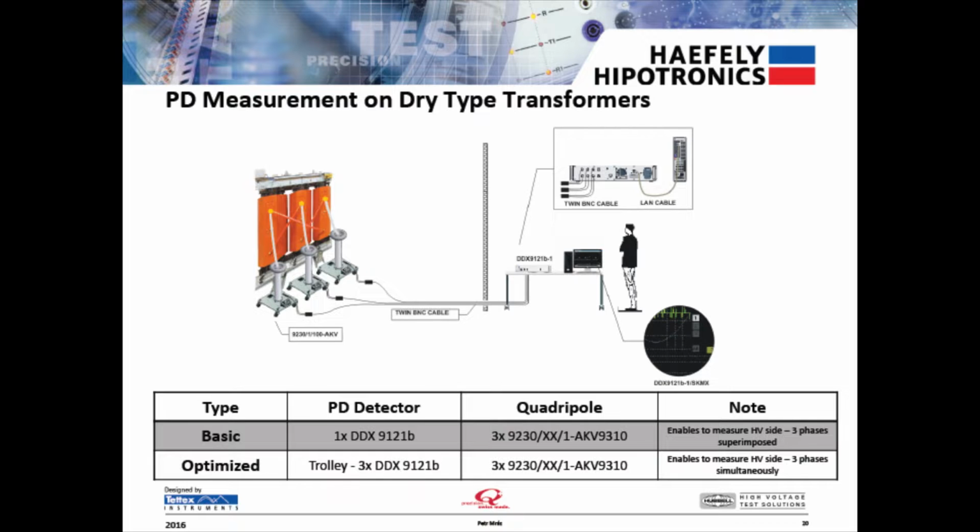So that was for power transformers. For dry type transformers, you're required to observe all three phases simultaneously. You could use one DDX with a multiplex key, but you would also need three coupling capacitors so you can see all three phases one at a time as you go through. The optimized route for dry type transformers is three DDXs and three coupling capacitors, so that you can see all the high voltage phases and waves.